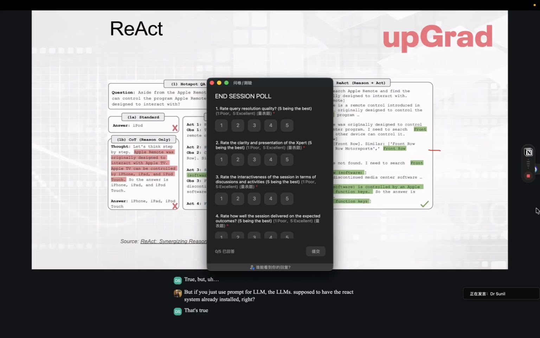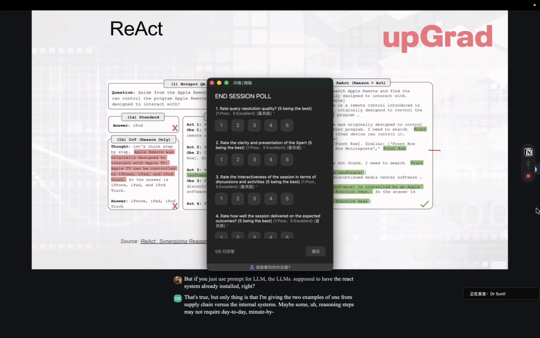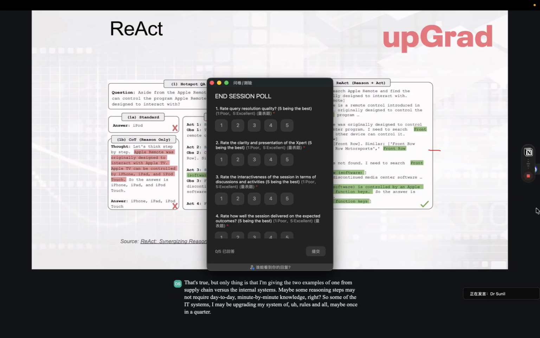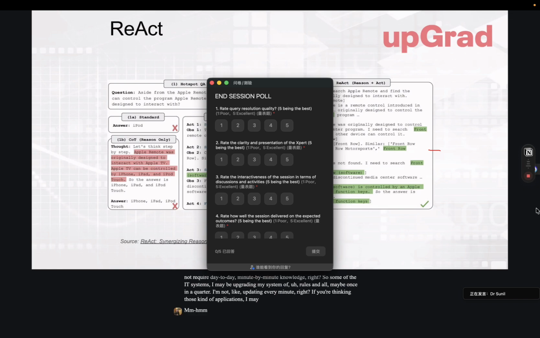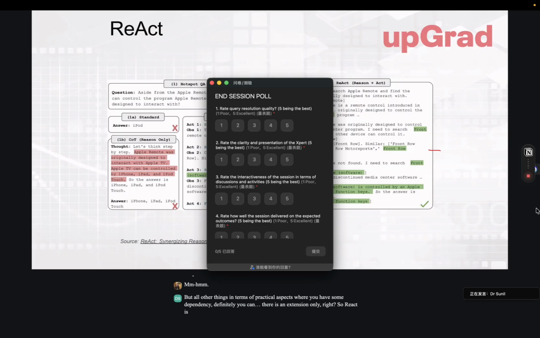That's true, but I'm giving two examples, one from supply chain versus the internal systems. Some reasoning steps may not require day-to-day, minute-by-minute knowledge, right? Some of the IT systems, I may be upgrading my system of rules maybe once in a quarter. I'm not updating every minute. If you're thinking of those kinds of applications, I may not require ReAct. Existing chain of thought is okay, but in all other practical aspects where you have some dependency, definitely you can use it. This is an extension only. So ReAct is reasoning plus Act. The chain of thought is already part of it.